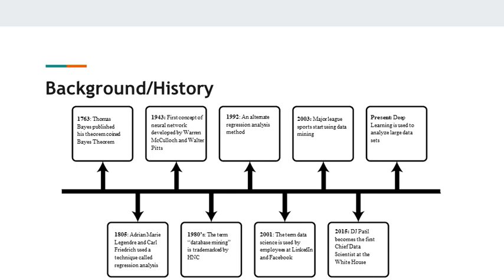Moving on a little bit later down the road, in 1943, the first concept of neural networks is being designed, and these computer systems are beginning to learn similarly to the way humans learn, and this is extremely beneficial for the future of data mining.